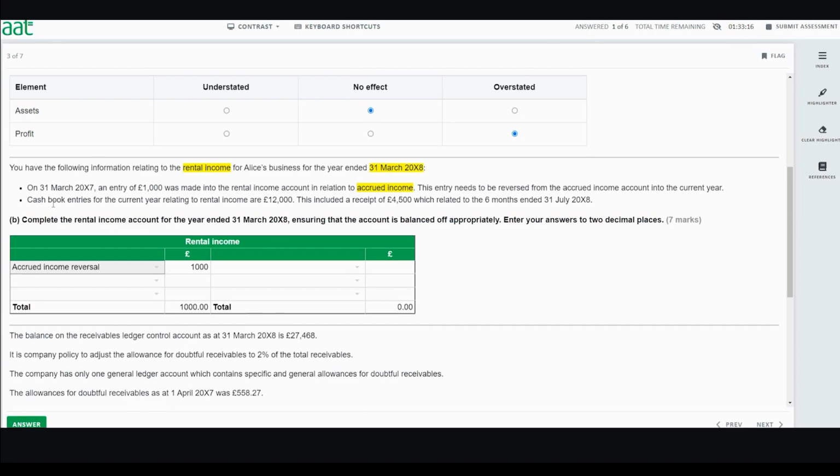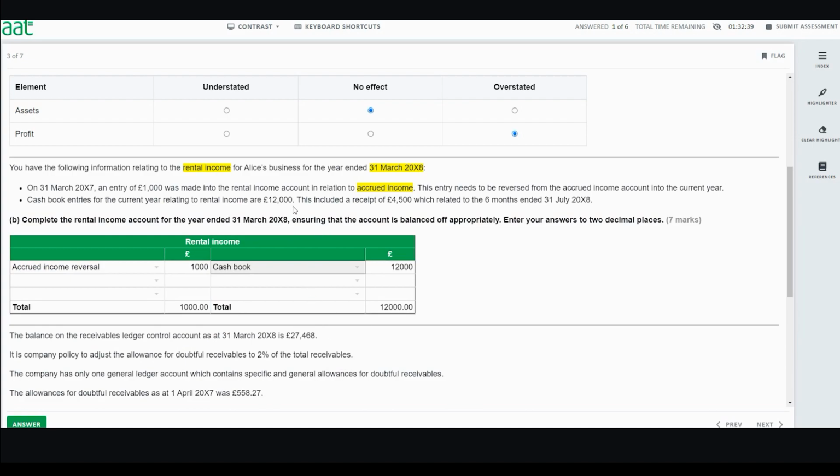Then it says here, cash book entries for the current year relating to the rental income are £12,000. So that means we've received £12,000. So if we receive money, we debit the cash book, debit the bank account, okay? So what we've got to do is we've got to credit the rental income account, and we would put in cash book as the detail, because that's where the double entry would have been. Okay.